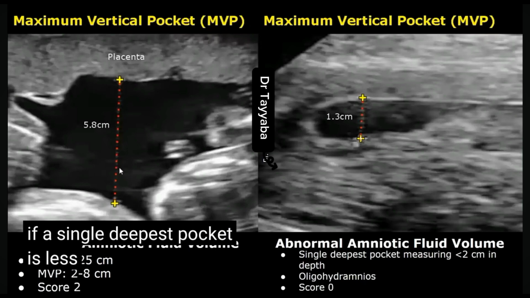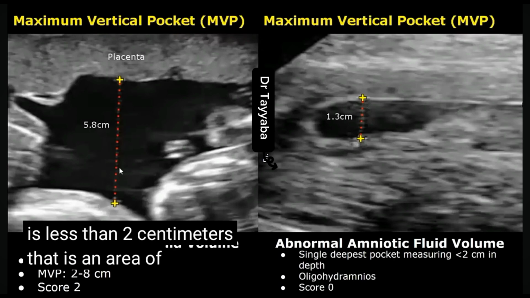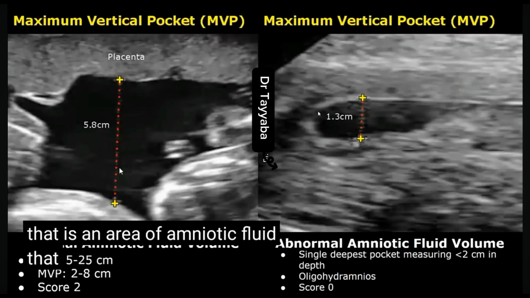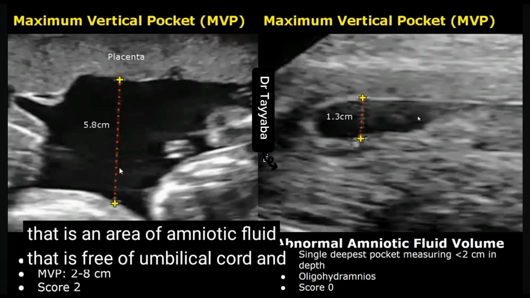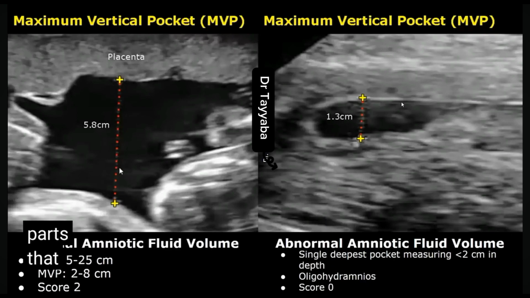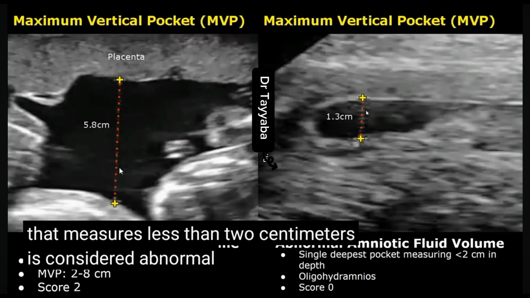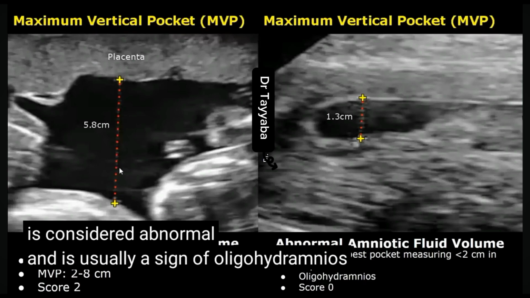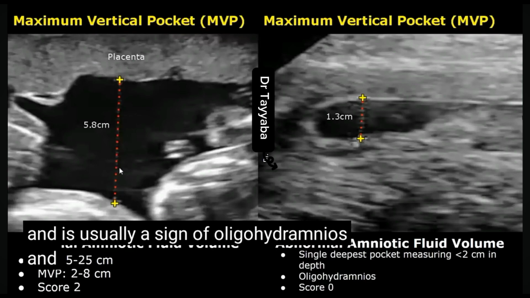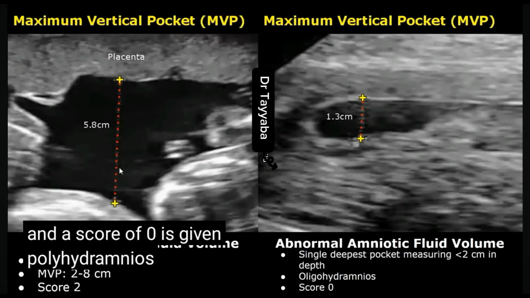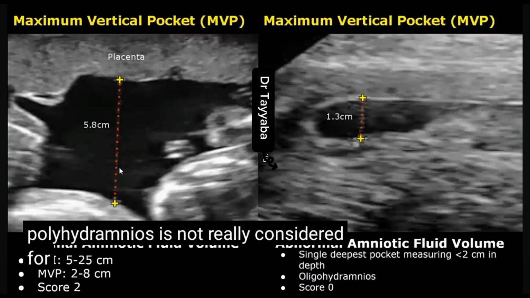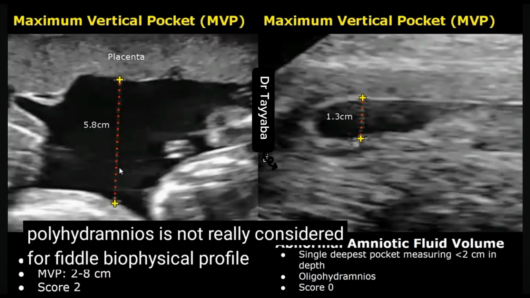In abnormal cases, if a single deepest pocket, that is an area of amniotic fluid that is free of umbilical cord and fetal parts, measures less than 2 centimeters, it is considered abnormal and is usually a sign of oligohydramnios, and a score of 0 is given. Polyhydramnios is not really considered for fetal biophysical profile.